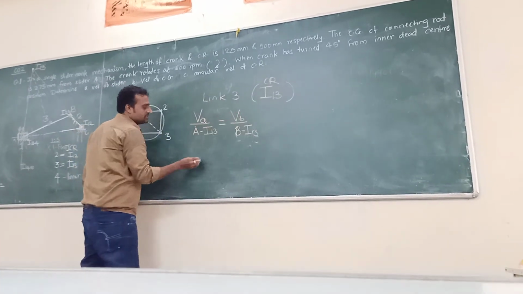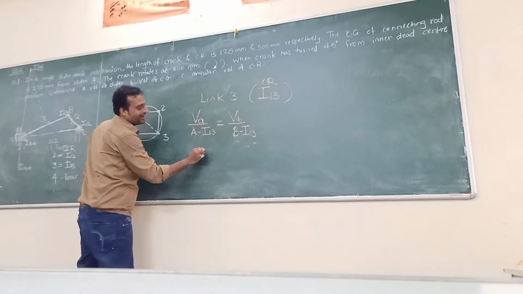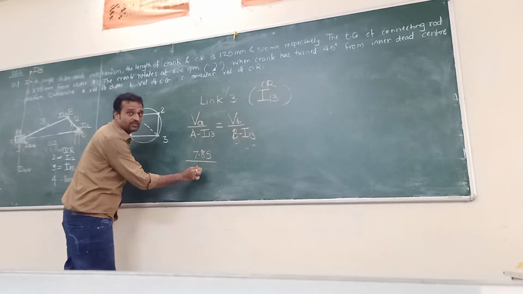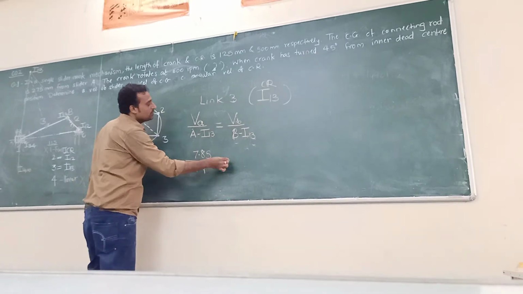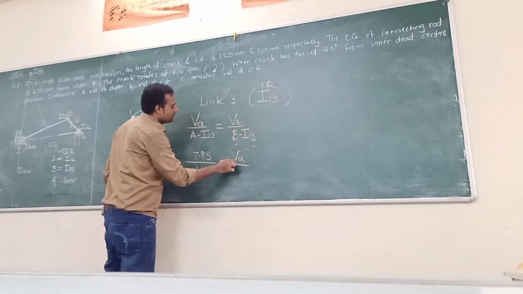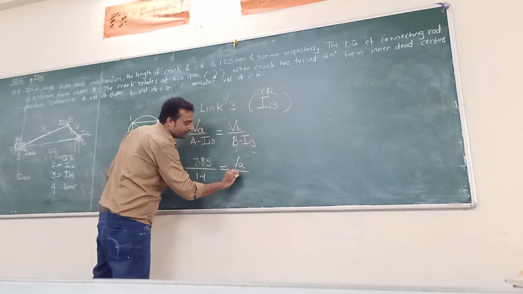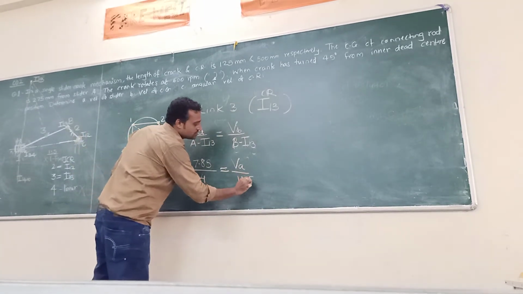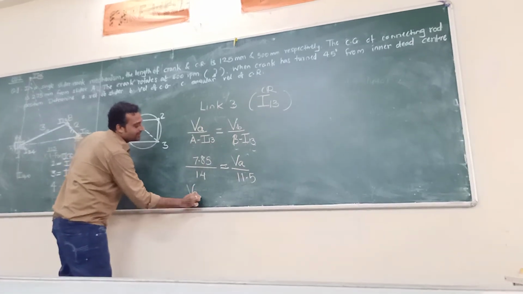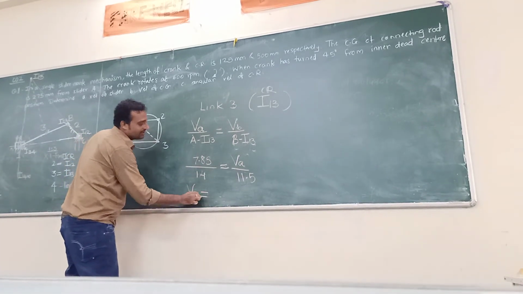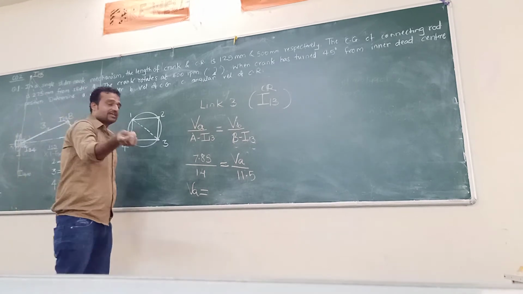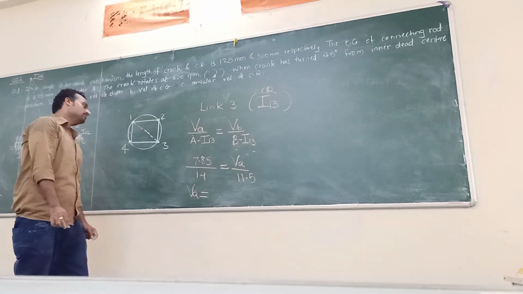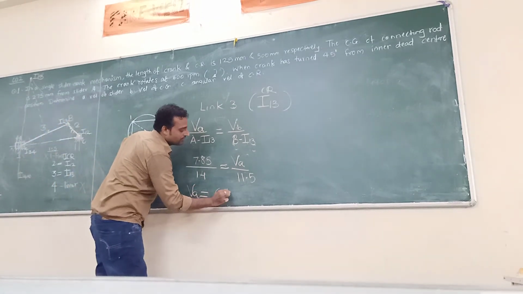VB is how much? 7.85. This distance is 14, equal to VA, which is unknown, divided by this distance, 11.5. So from this we get VA approximately 6.44 meter per second.